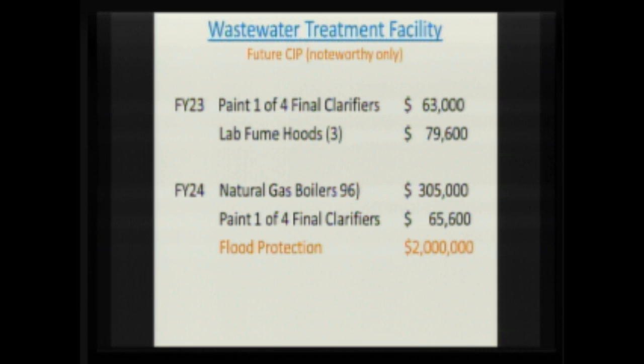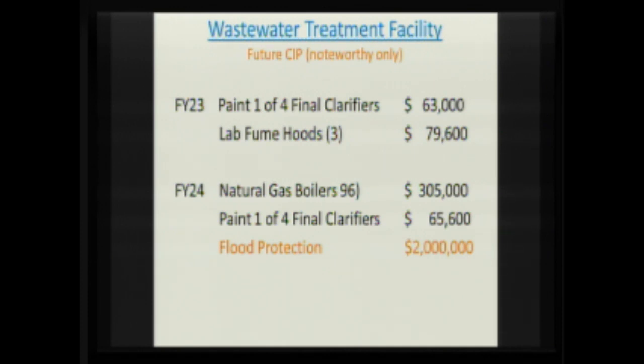As I said, the plant's been online since '82. We've done a lot of repair work and maintenance work on those hoods, but we're anticipating the need to replace them. In 2024, we have 6 natural gas boilers that provide the heating in the plant. By that time, I don't know, how old will that be? That'll be pretty old. And then we do spend a lot of time and effort maintaining those boilers to make them last.